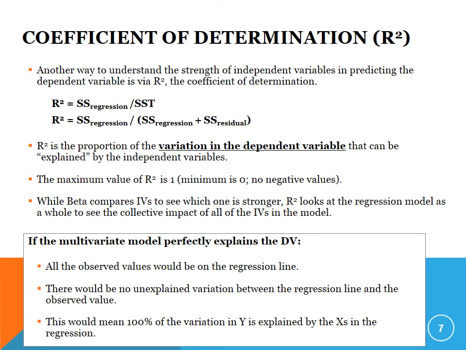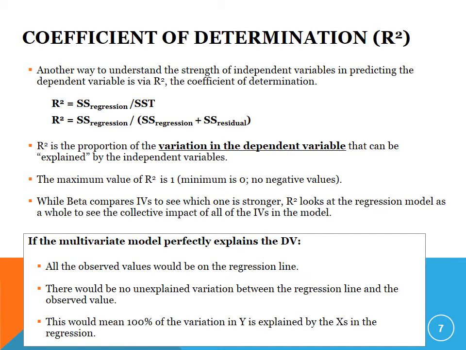So, if the multivariate model perfectly explains the dependent variable, all of the observed values would be on the regression line. Usually, this is the point where I create a table or chart and show you what I mean. But I can't seem to function well with this PowerPoint and creating videos, so we're just going to have to let that one slide. Unless you're in my on-campus class. I can show it to you then.